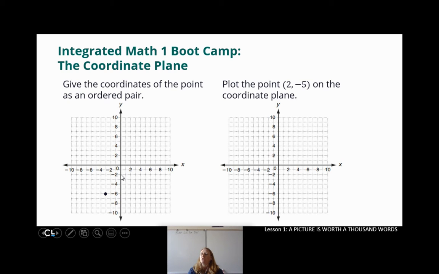It looks like we went down 1, 2, 3, 4, 5, 6 units down to get to that point. So my y coordinate will be a negative 6. So 3 units to the left and then 6 units down. So negative 3, left is negative, and negative 6 because down is negative.